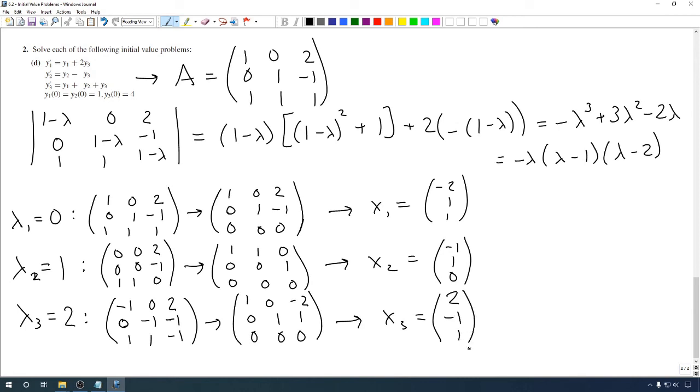So those are our eigenvalues and our eigenvectors. And we're going to use those to actually solve this differential equation, this initial value problem.